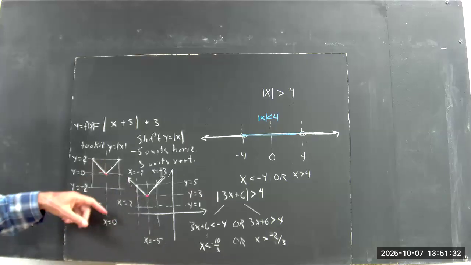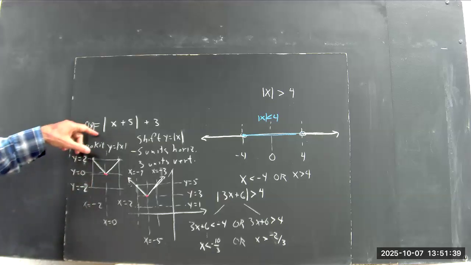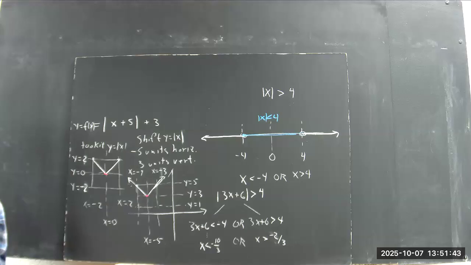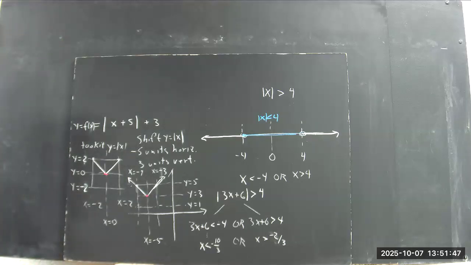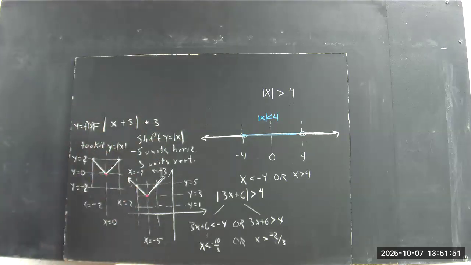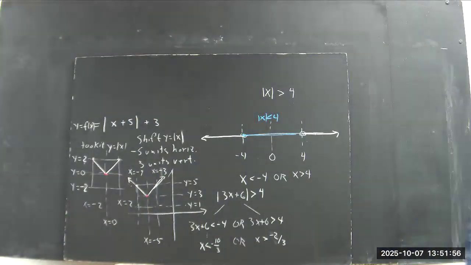Of these lines, it's whatever number's in front of the absolute value. So if I had 3 times the absolute value of X plus 5 plus 3, I'd have to stretch this window out, become 3 times as high in the graph, become 3 times as steep. So Open Math will talk about that sort of thing.